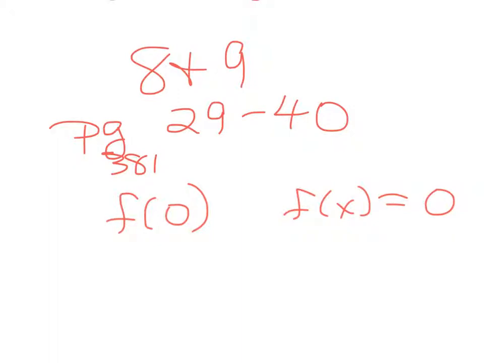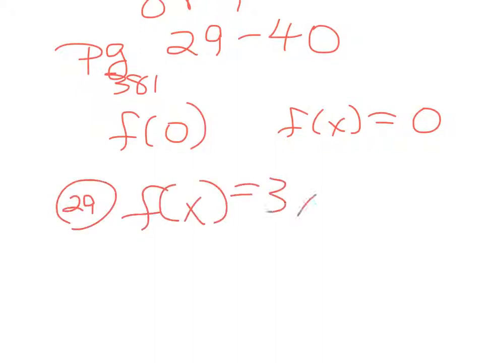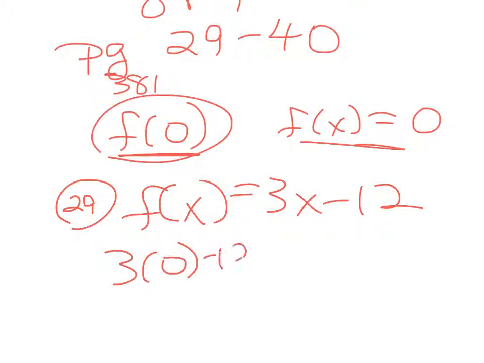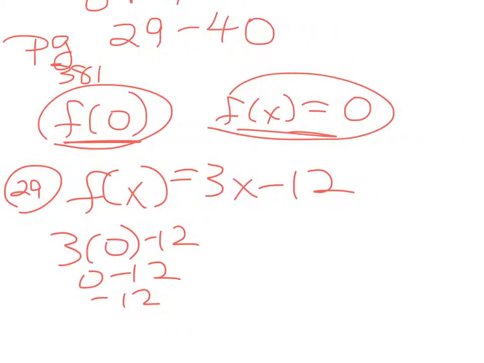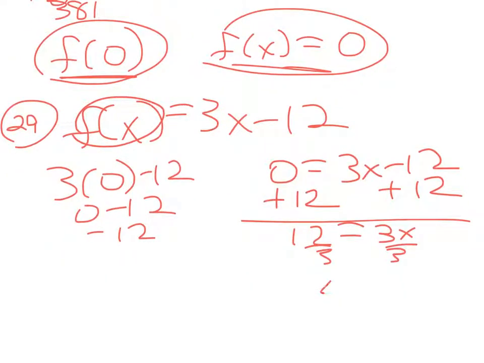So for example, if I did number 29, and this one was f of x equals 3x minus 12. So you're going to do both parts. First, you're going to plug in 0 for this part and get 0 minus 12. So it's negative 12. And then you're going to do this where you set it equal. So you take out f of x, put a 0 there, and now solve for x. And then you get x equals 4.